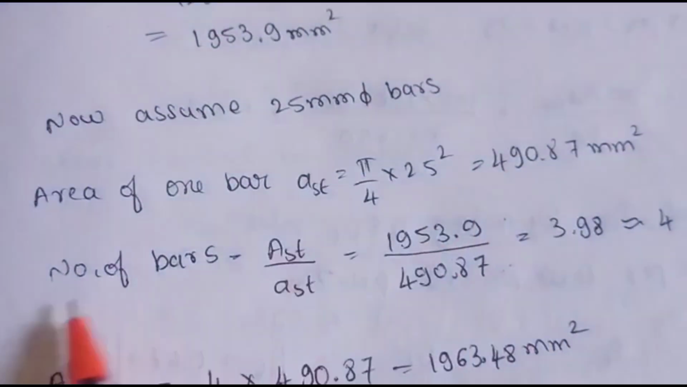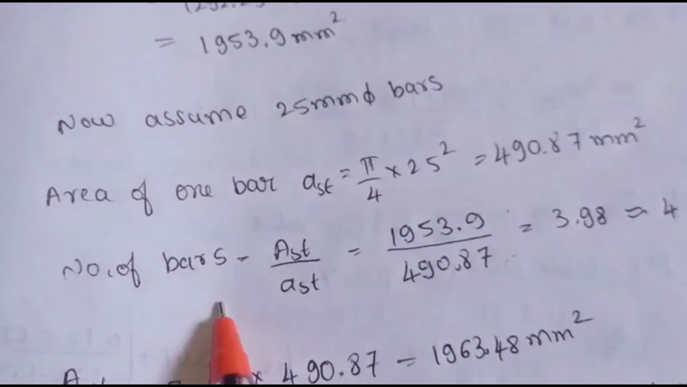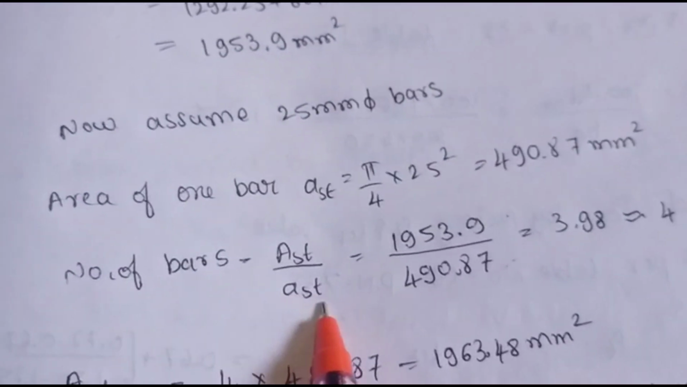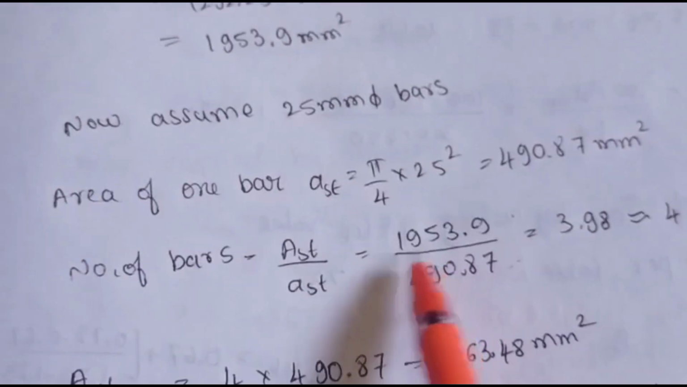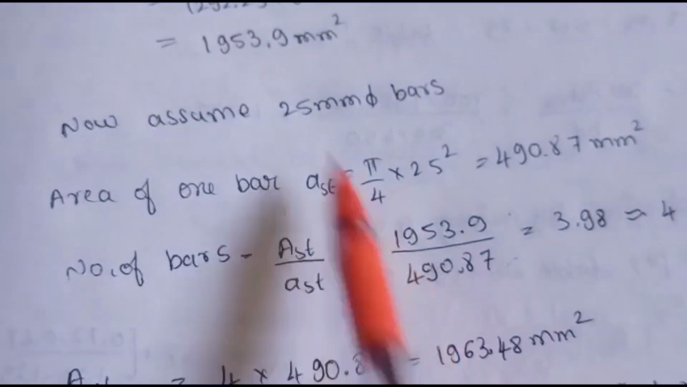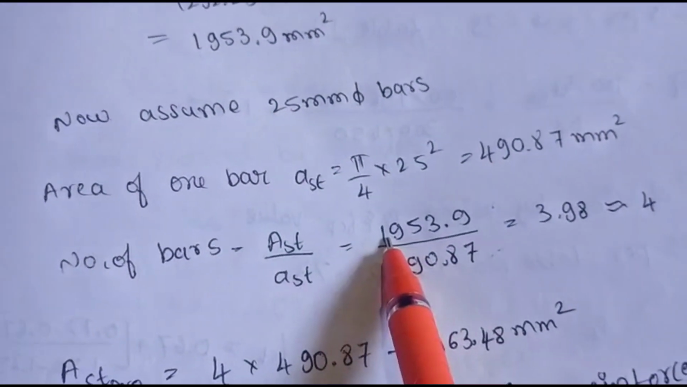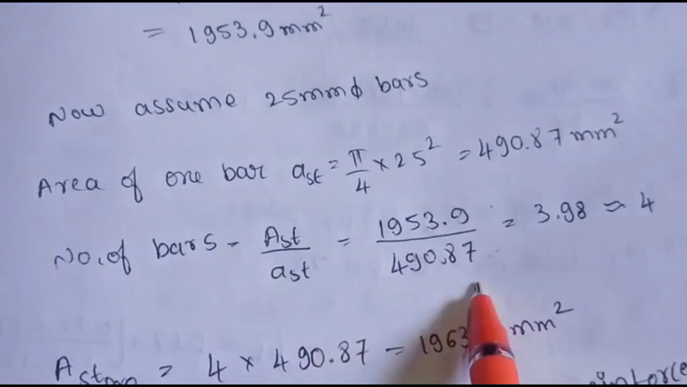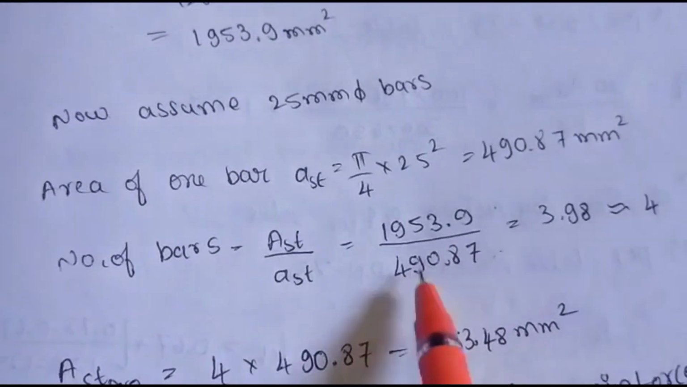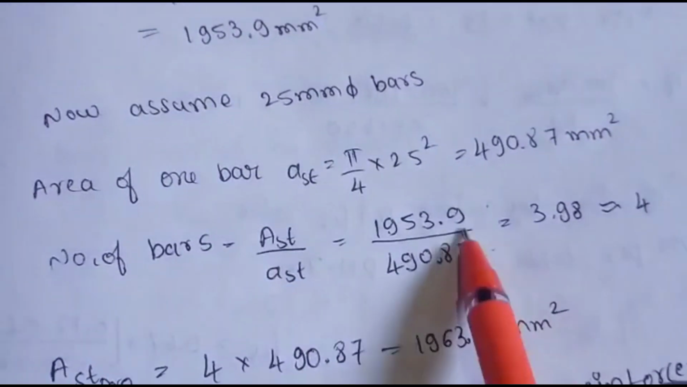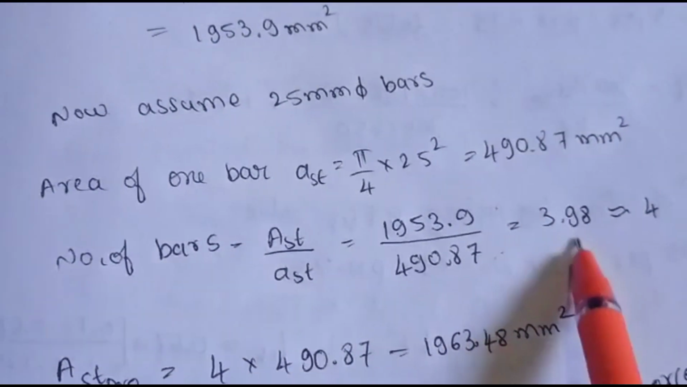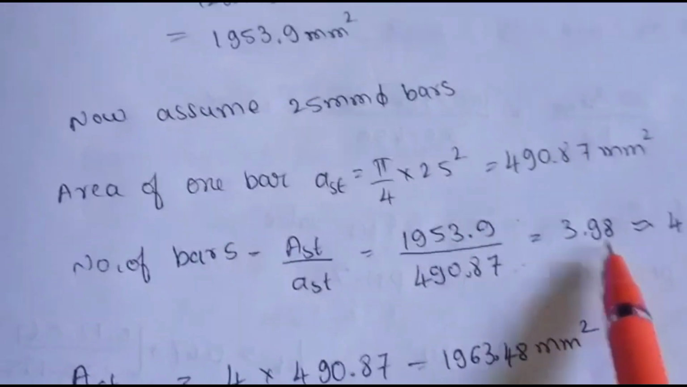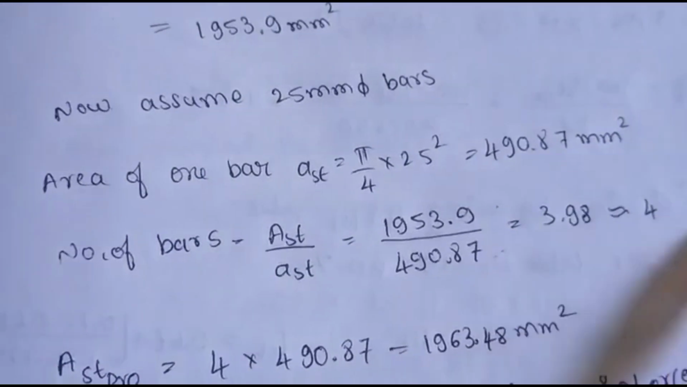After this, we will go for the calculation of the number of bars. For that, we have the formula AST divided by area of 1 bar. So our AST value is 1953.9 divided by area of 1 bar, that is 490.87. Simplify this, we'll get 3.98. We cannot provide 3.98 bars, so I am taking it as 4 bars.